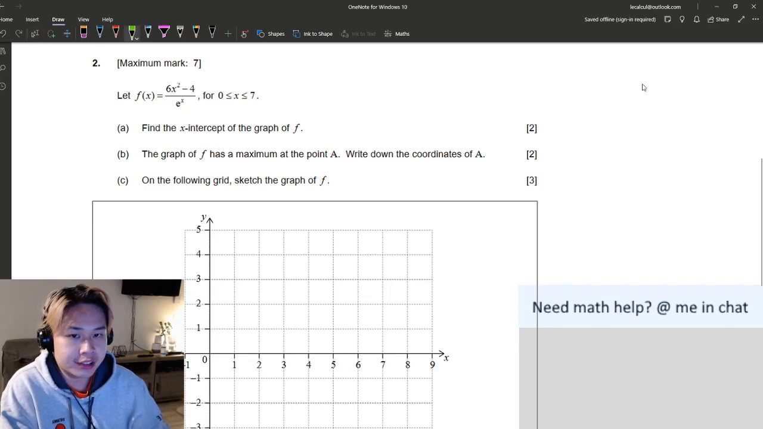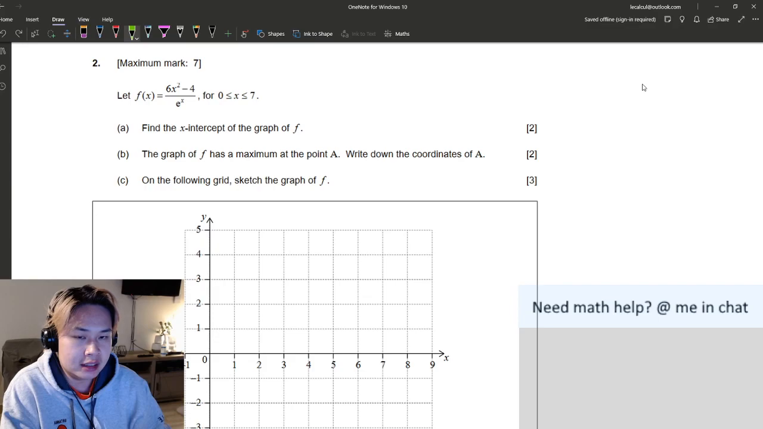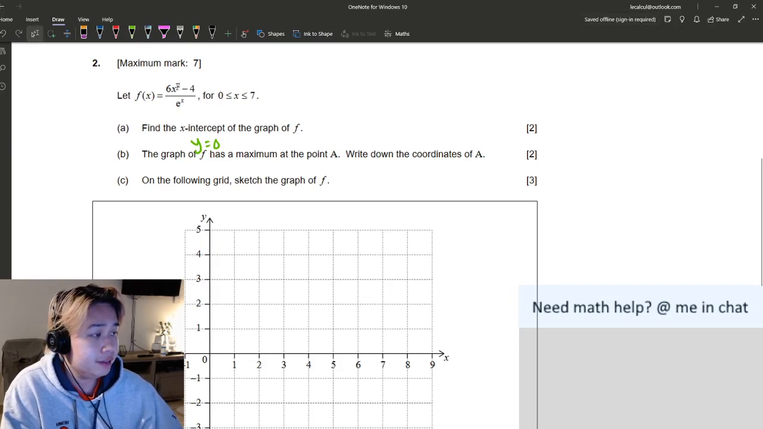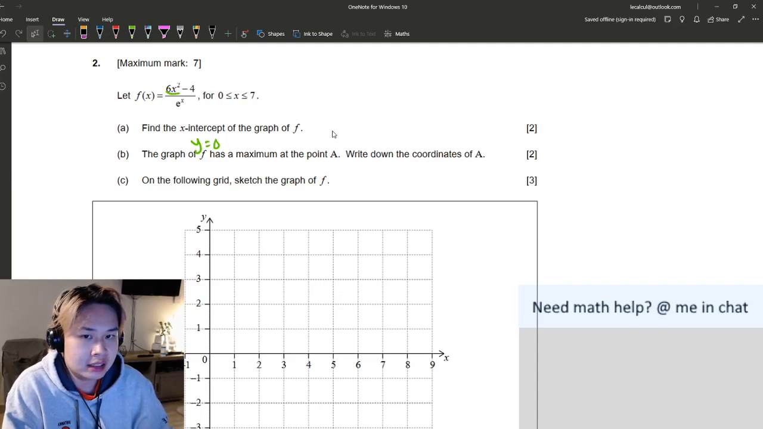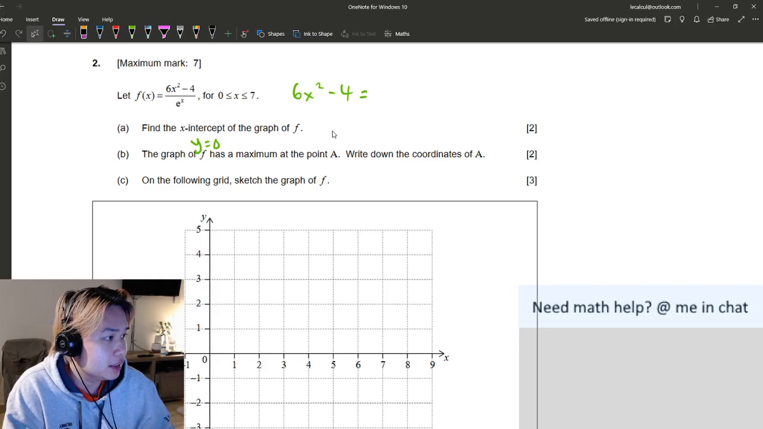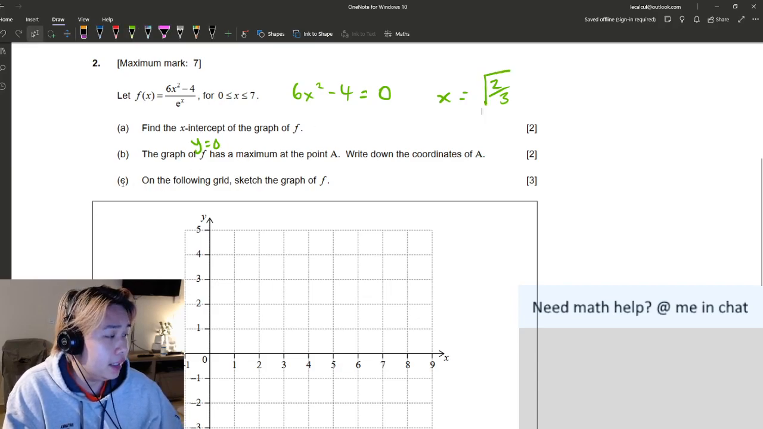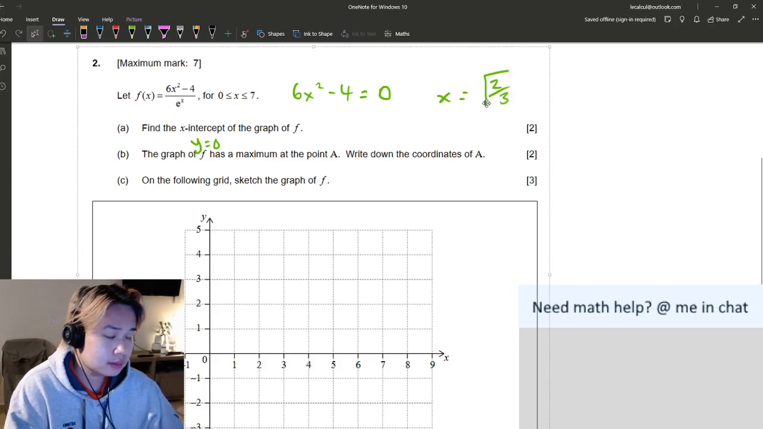To find the x-intercept of any function, we substitute in. Well, actually, never mind. X-intercepts imply the y-value is 0. If you have some sort of rational function, the only way for this rational function to be equal to 0 is if the numerator is 0. So we just solve for x when the numerator is 0. And when we do solve, we will get the root of 2 over 3. And given the domain, we do not need to include the negative root. And we can just keep the positive one.